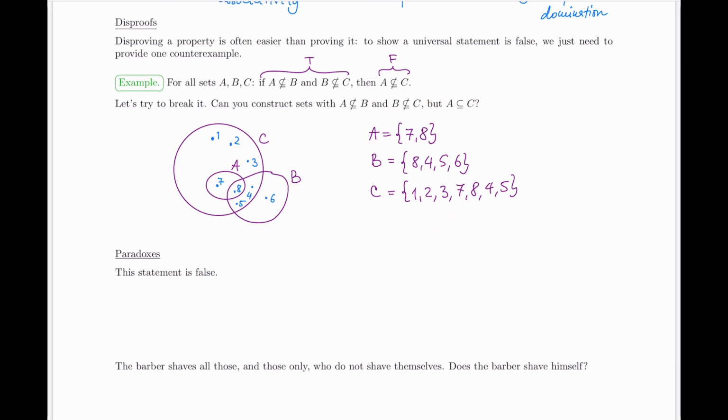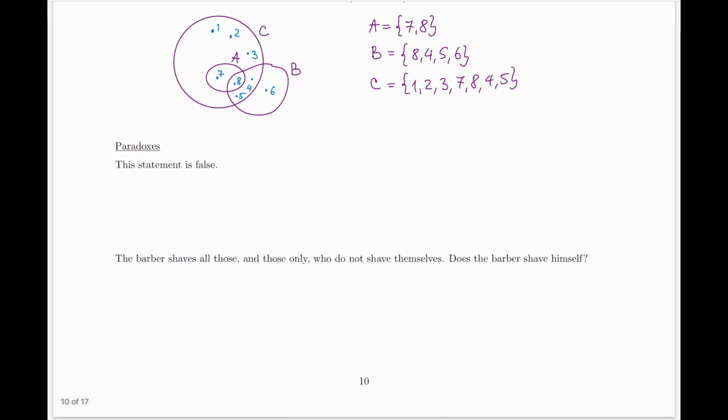Okay? So for disproving something, I need to provide a particular case when the true premises are followed by a false conclusion. The other interesting, not quite a disproof, but completely out of left field statements are what we call paradoxes. We've already seen that before in the logic section, but let's review it here. This statement is false.